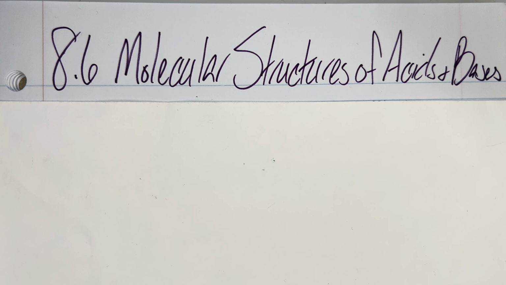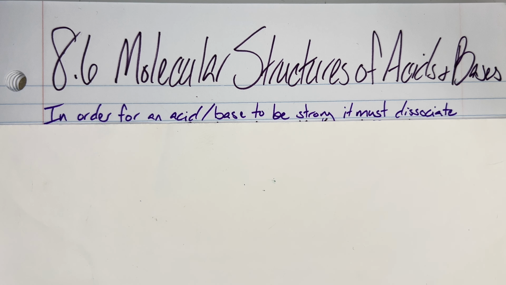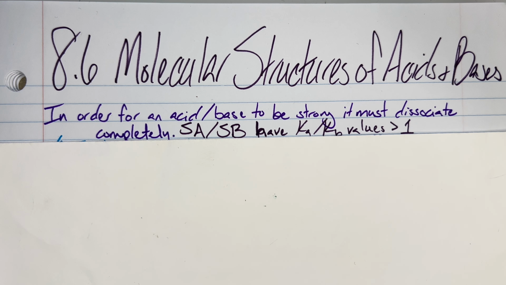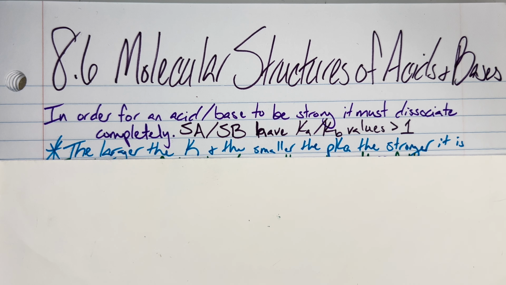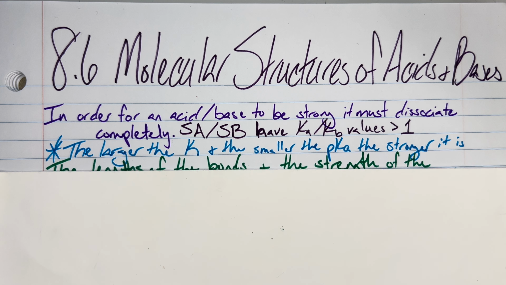AP Chemistry Unit 8.6, Molecular Structures of Acids and Bases. In order for the acid or base to be strong, it must be able to dissociate completely. Strong acids and strong bases are going to have Ka or Kb values greater than 1. And the larger the K value, the smaller the pKa, and therefore the stronger it's going to be.